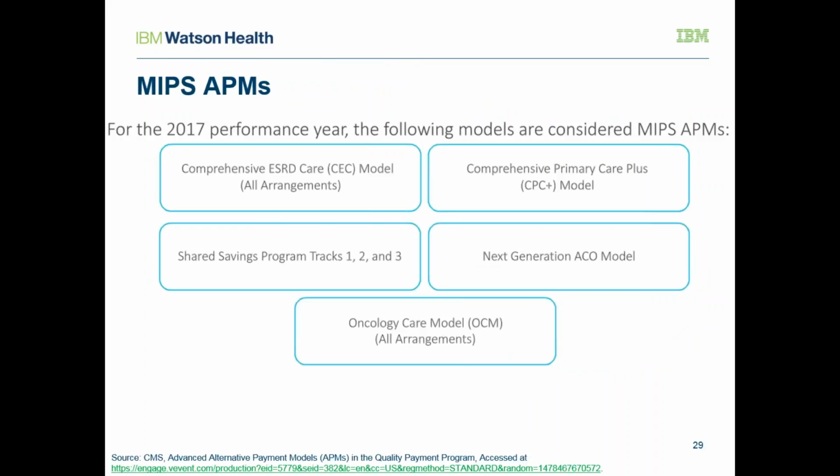So these are the MIPS APMs, and you can see they really have stayed true to the proposed reg. We have the ESRD care, we have the CPC Plus, we have the Next Gen, we have the Shared Savings 1, 2, 3, and oncology. And of course, Medicare Shared Savings 2 and 3 are only in the advanced APMs. Now, of course, a big discussion. We'll go to the next slide.